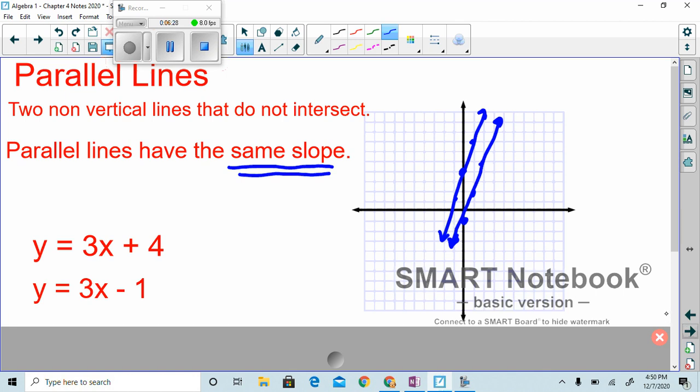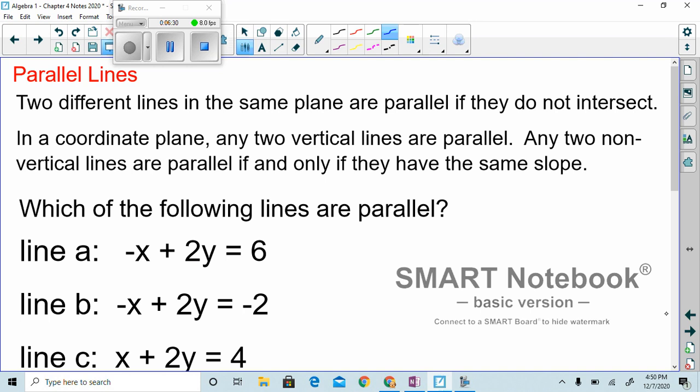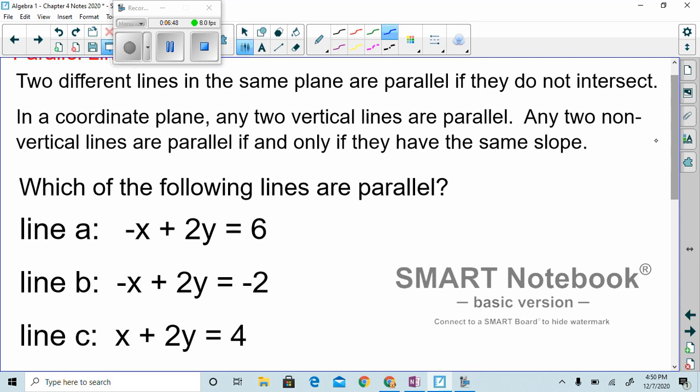We'll do more on this, and sometimes we have to look at two different lines again in the same plane, which are parallel if they do not intersect. In the coordinate plane, any two vertical lines are parallel, and any two non-vertical lines are parallel if and only if they have the same slope. So that's an important statement there.